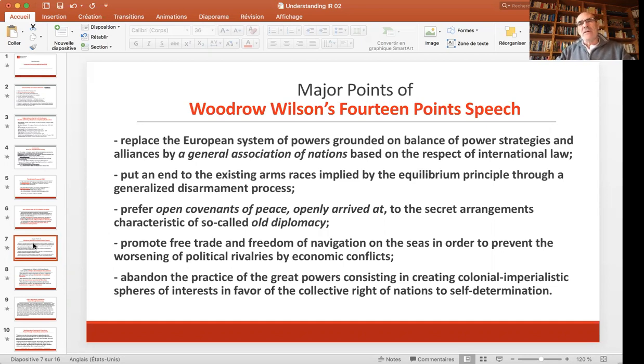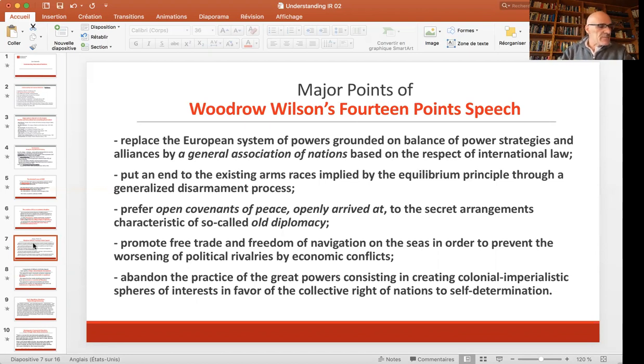These colonial empires should be replaced by the collective right of nations to determine themselves their political fate, the collective right of self-determination. So 5 major points which he projected in his mind to change world politics.